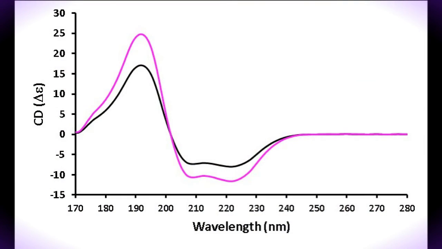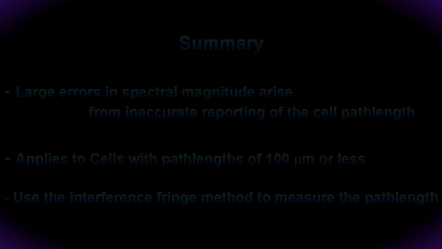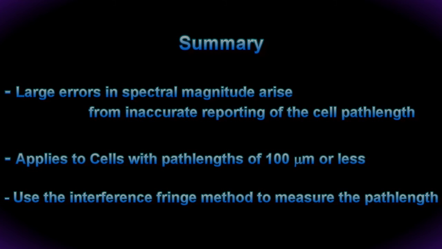The manufacturers claimed that this cell had a path length of 10 microns, but using this value would result in a large error in the magnitude of the spectrum and consequently in any analysis performed on the spectrum. In summary, you can get large errors in the magnitude of your CD spectra if you don't know the exact path length of your optical cells. This especially applies to optical cells with path lengths of 100 microns or less, and so you should always use the interference fringe method to measure the path lengths.